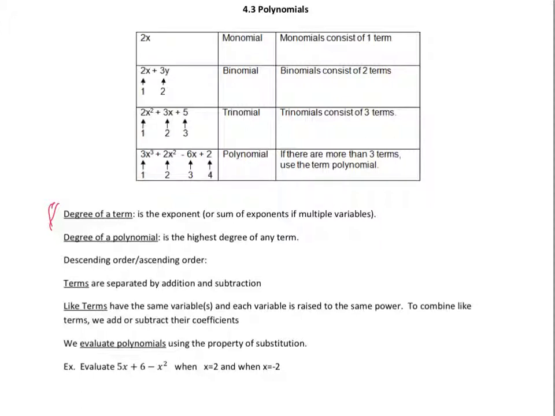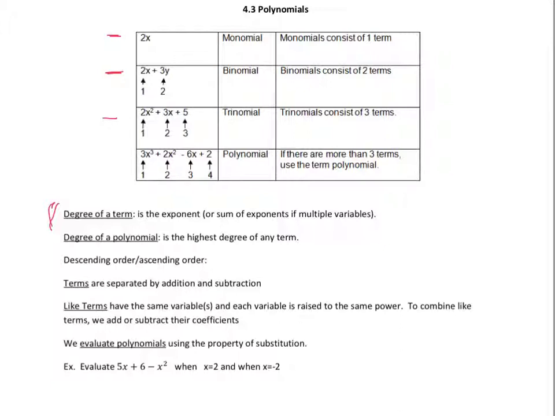So this right here is a monomial, meaning one term. This right here is a binomial, meaning it has two terms, and you can see these are the terms. 2x is one term, 3y is a term. Under here we have a trinomial, 2x squared plus 3x plus 5, there are three terms. Now terms are separated by addition and subtraction. That's how we define these terms.